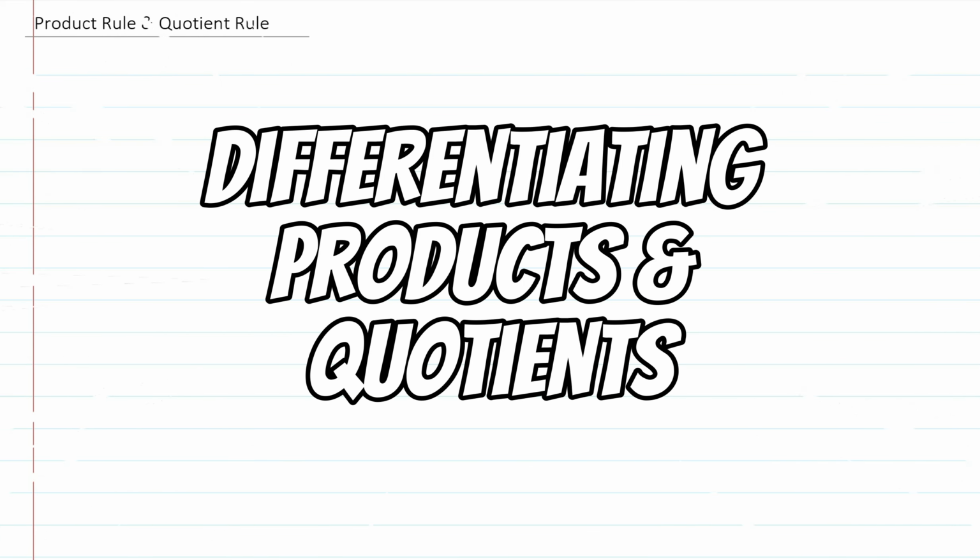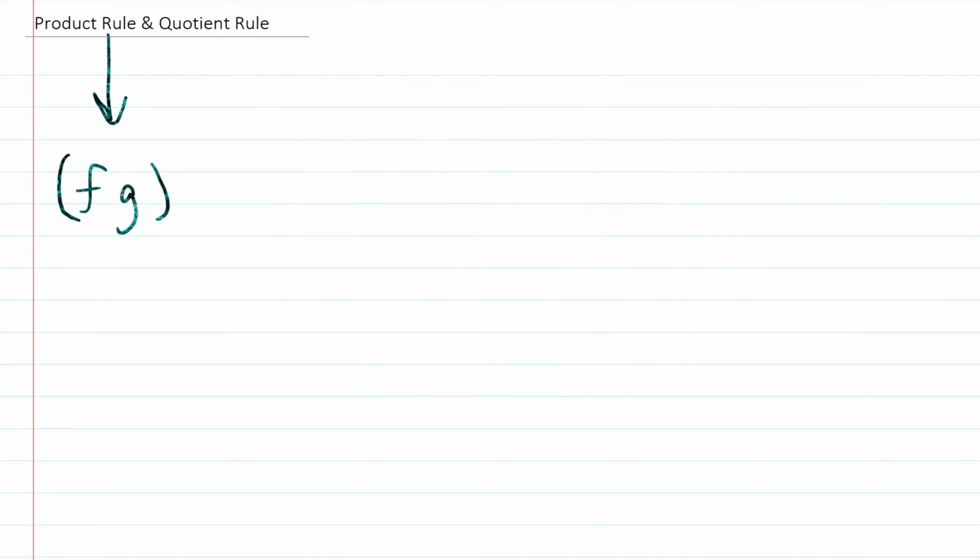Hey everyone, in this mini lecture we're going to take a look at the product rule and quotient rule for differentiation. So let's take a look at that product rule first. If we have a product of two functions and we're told to take the derivative, we do so by taking the derivative of the first function and multiplying it times the second function, and then adding that to the first function being multiplied times the derivative of the second function.